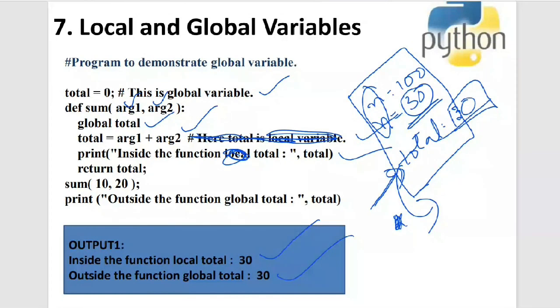Did you understand these points, everybody? And did you understand how this total is converted into a global variable? Or do you want me to explain it again? Is this concept clear? Is this program clear to everyone? Yes, ma'am.